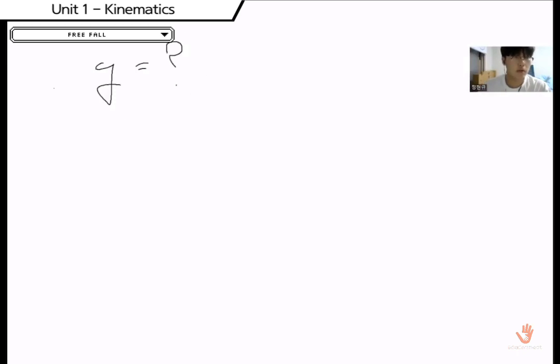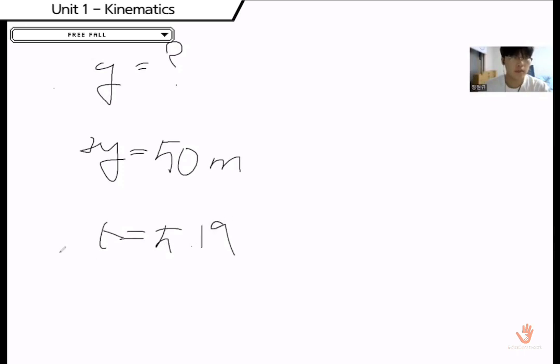Now that we have our givens and an unknown, let's try to solve the problem. The height delta y equals 50 meters. The fall time is t equals 5.19 seconds. G sub planet is what we are looking for.